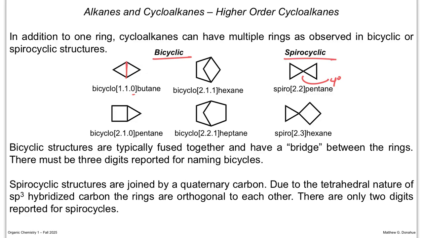Because you're not encountering any carbons when you walk over that. So maybe in blue, if we go this way, we've walked over 1 carbon. Then the other way, we've walked over 1. So with bicyclic compounds, there's always these 3 numbers reported.